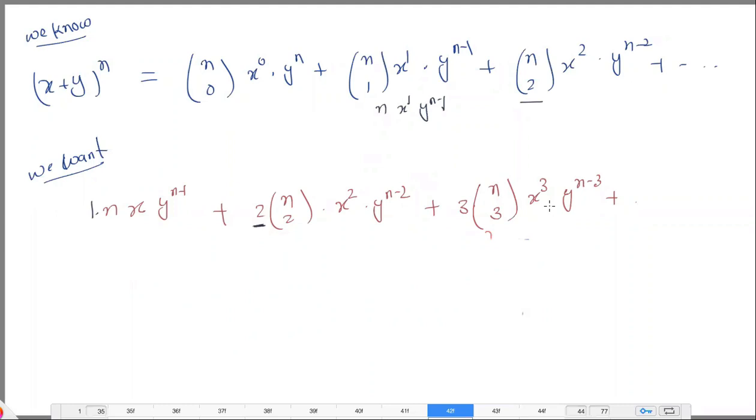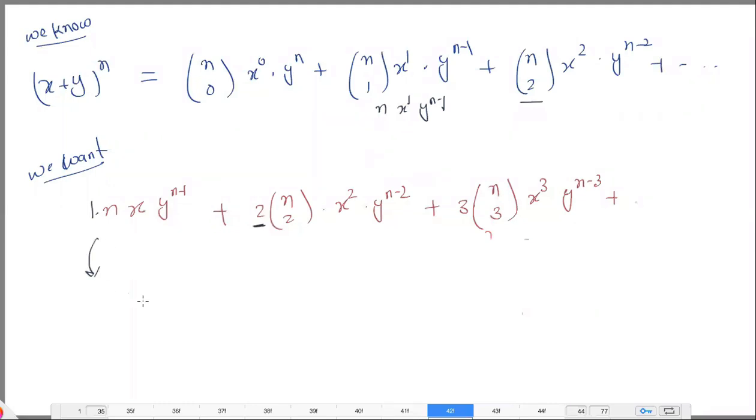So I think if we differentiate with respect to x both sides, will I be getting 2 into nC2? But yeah, we need to differentiate with respect to x and then multiply by x. Okay, let me write in the compact form.